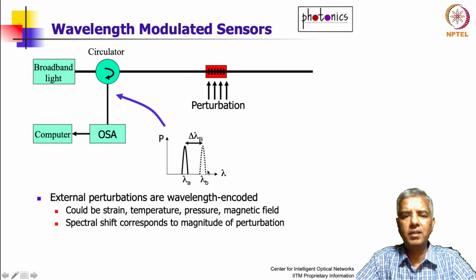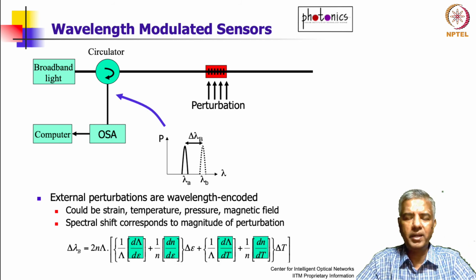So the color is going to change, and by carefully calibrating this change in color, you can basically solve the inverse problem, which is saying, whenever you see so much change in the Bragg wavelength, there must have been so much perturbation at this particular point.